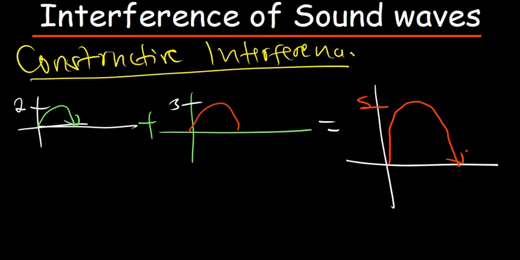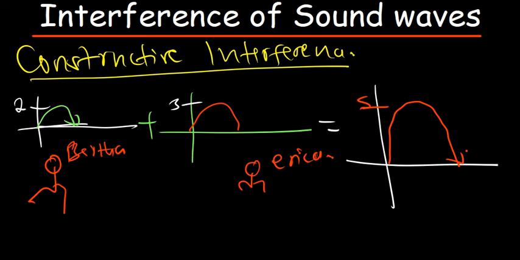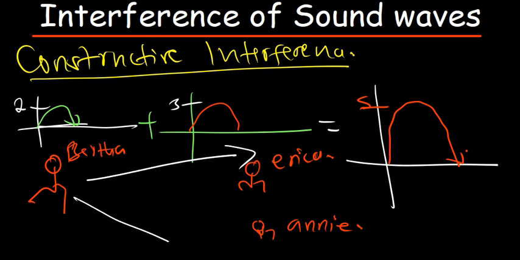So now what if I have the same example which I gave you under destructive interference? Let's say we have two people. Now I'm going to change. This is Betha. Then I have another person here. Let's say this is Erica. Then this is Annie. I'll use the same setup. The distance will be the same. The volume for this one, let's put at 20. The volume for this one, let's just put 10.